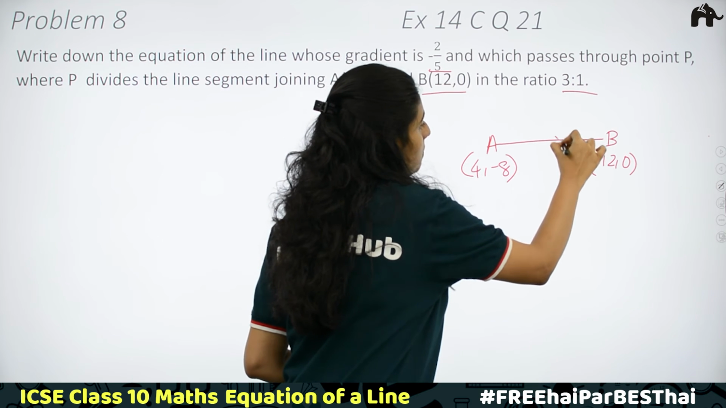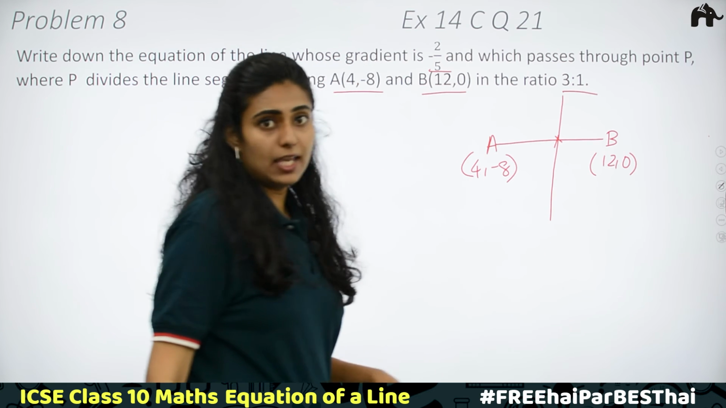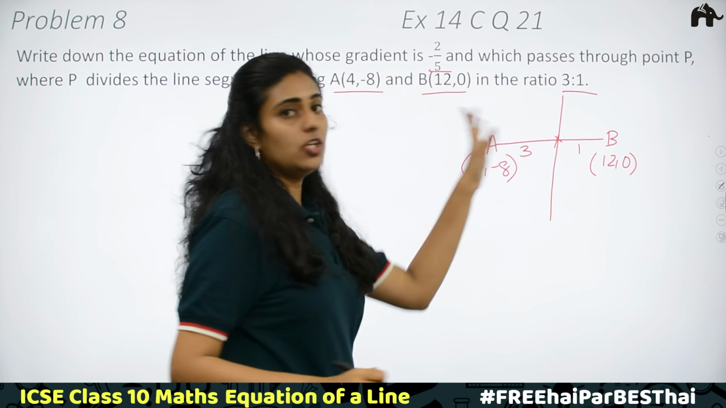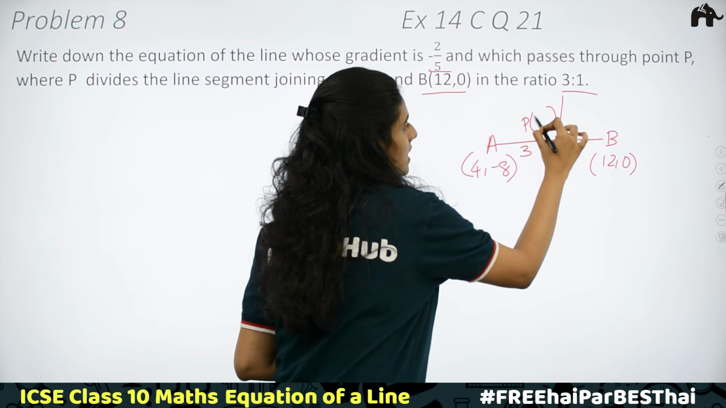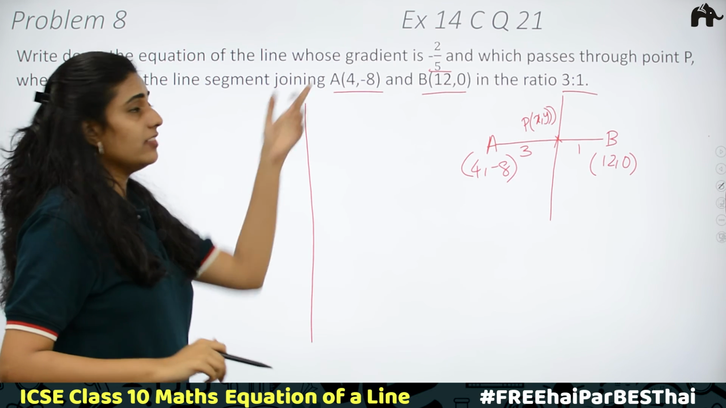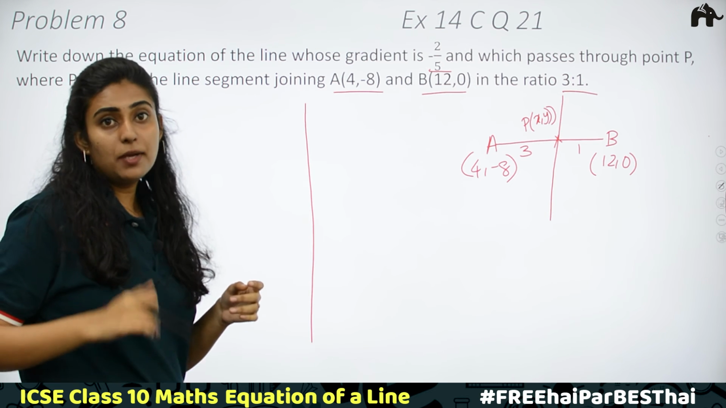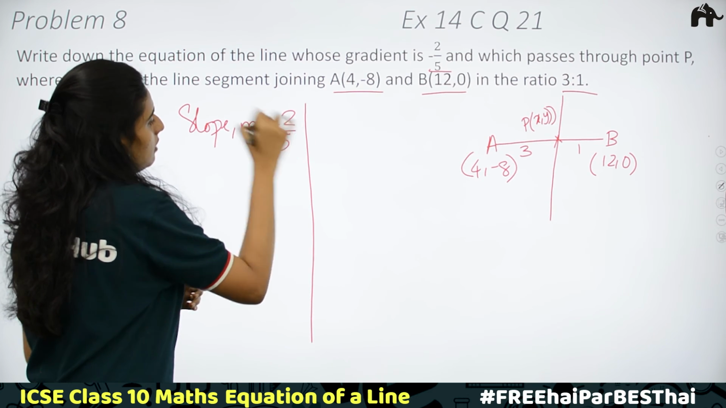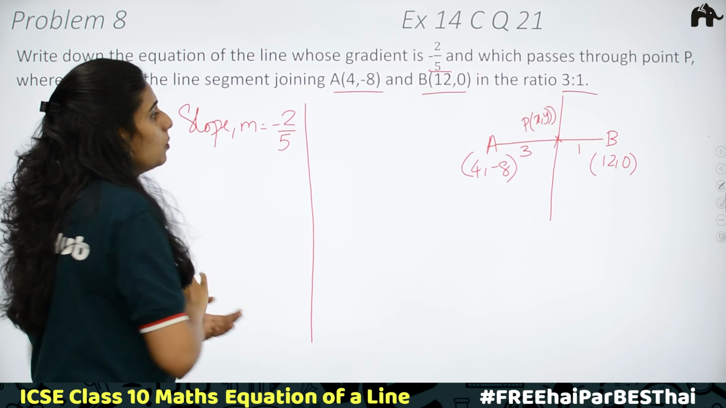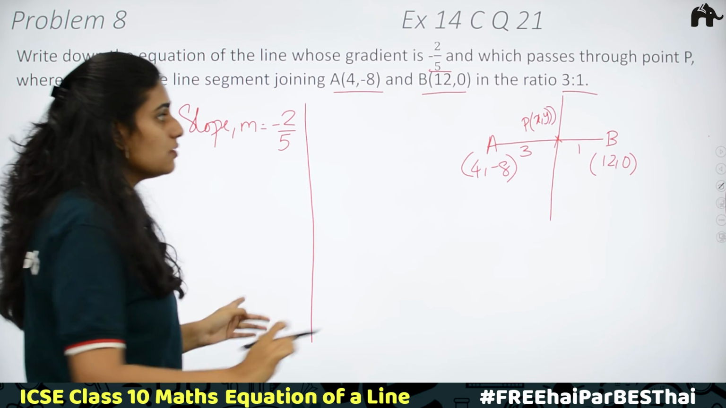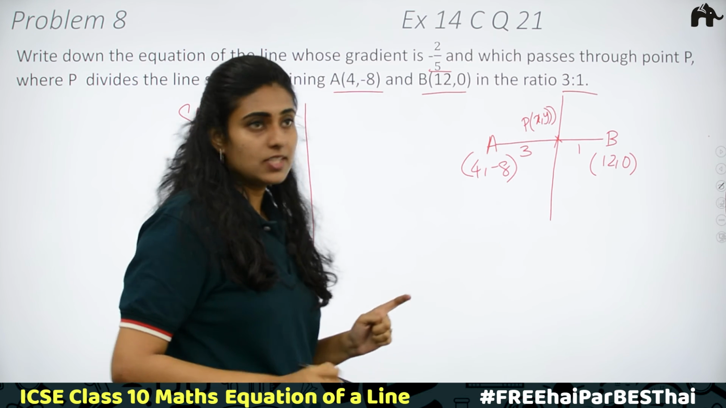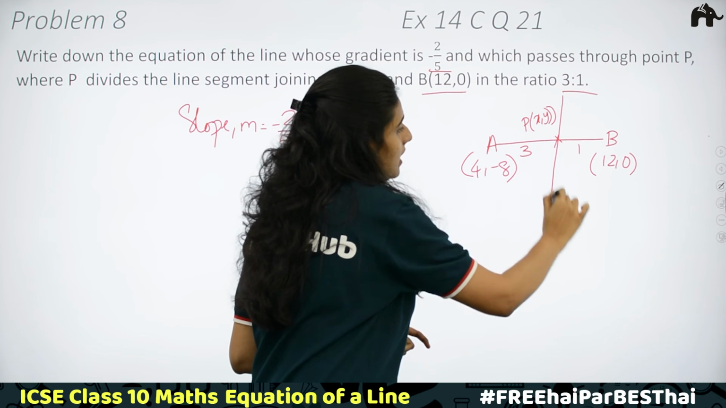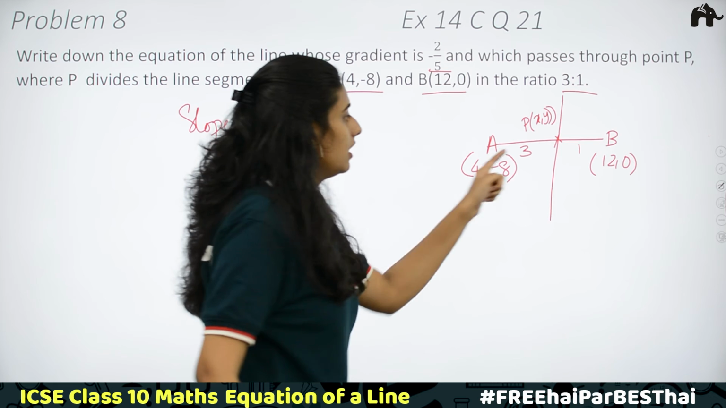Now, we have a point P. So, a line passes through AB such that this AB is divided in the ratio 3:1. We don't know the coordinates of this point P. Let us take it as (x, y). We have the gradient given. What is gradient? Gradient is nothing but the slope. Slope m is equal to minus 2 by 5. We need at least one point to use the point-slope form to find the equation of the line. So, this one point is P(x, y), which lies on line AB, and it divides AB in the ratio 3:1.